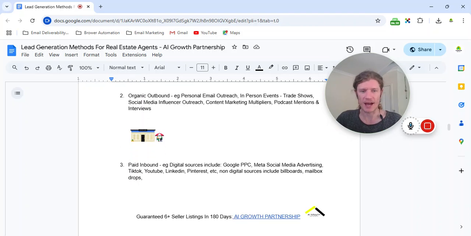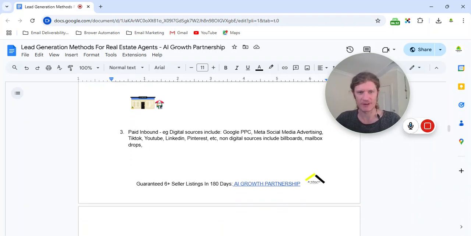All right, third, we have paid inbound. With paid inbound, you have digital and non-digital sources. Digital sources include Google pay-per-click, Meta, and social media advertising, so TikTok, LinkedIn, Pinterest, those kinds of places. And then we also have non-digital sources, so billboards, mailbox drops, that kind of stuff could be paid inbound.